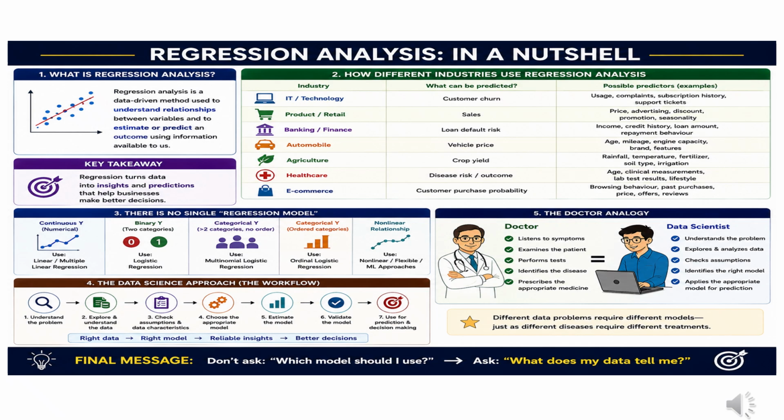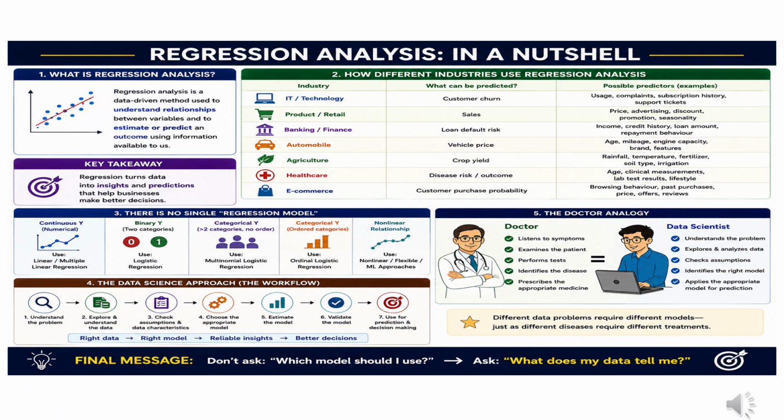For example, an IT company may use regression or related models to understand customer behavior and predict customer churn. A product or retail company may use it to predict sales based on price, advertising, discounts, and promotions. A bank may use predictive models to assess the risk of loan default. An automobile company can estimate the price of a used vehicle based on its age, mileage, and other characteristics. In agriculture, we can use regression models to understand or predict crop yield using rainfall, temperature, fertilizer, and other factors. So the applications are almost unlimited.